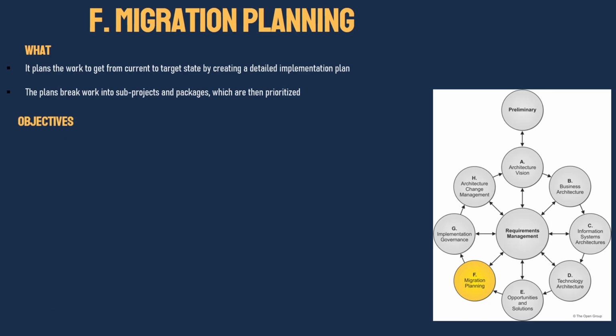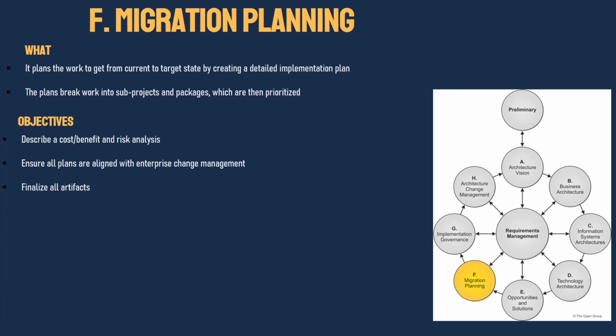Our major deliverable is a full cost, benefit, and risk analysis of moving from our baseline to our target architecture, so that we make sure that we can tell our key stakeholders why and what we are doing at each phase and what they should expect to get out of it. We ensure that all of our plans are aligned with the enterprise approach to managing and implementing change. During this phase, we also finalize the artifacts, including the architecture roadmap, the implementation plan, and migration plan for final sign-off.